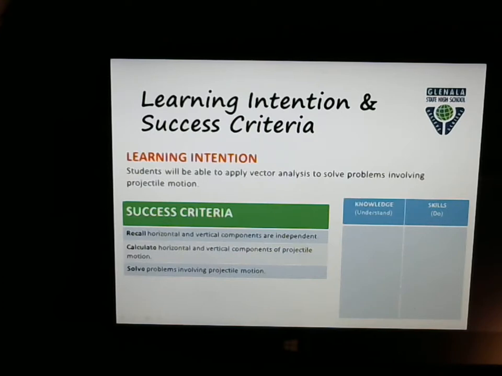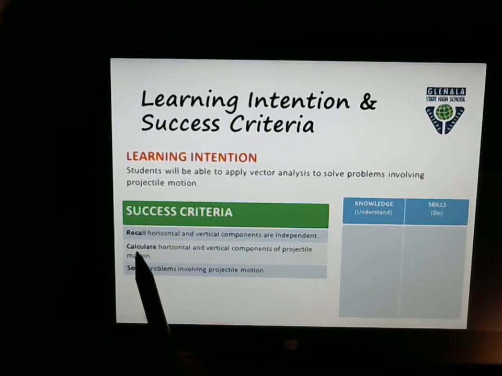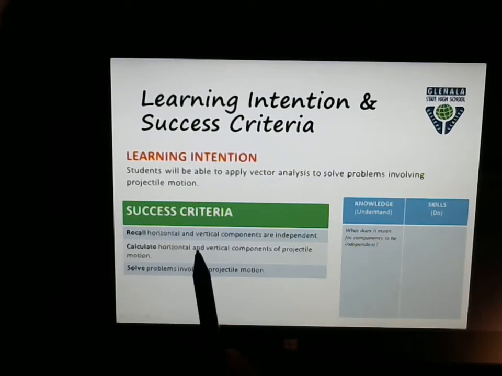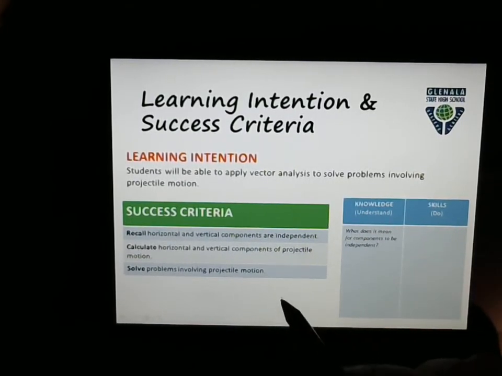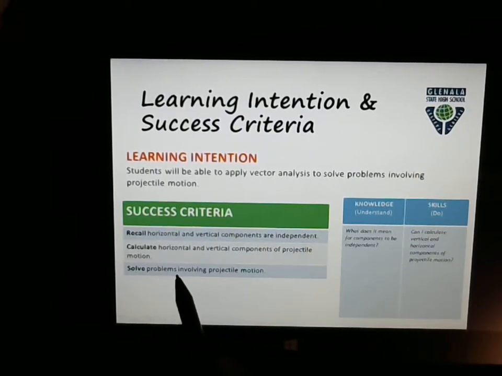Okay, hopefully in terms of knowledge you recognise that the recall criteria is a knowledge-based criteria, so you need to know what it means for components to be independent of each other. Remember we've talked about that in previous videos, but we need to recognise it in questions now. We've also got a calculate there. We've already done that before, calculating horizontal and vertical components of projectile motion. It is about vectors, so it's going to be similar to what we did in the last video.